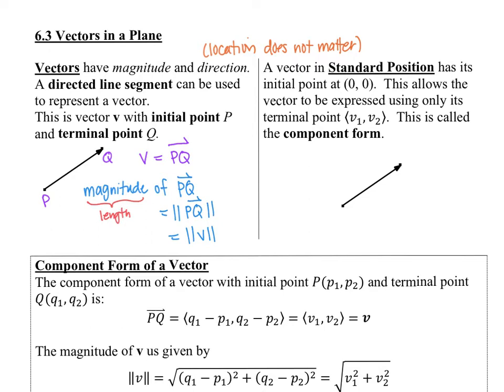The next thing is a vector in standard position has its initial point at 0, 0. This allows the vector to be expressed using only its terminal point, ⟨v1, v2⟩, with those pointy brackets. This is called the component form.